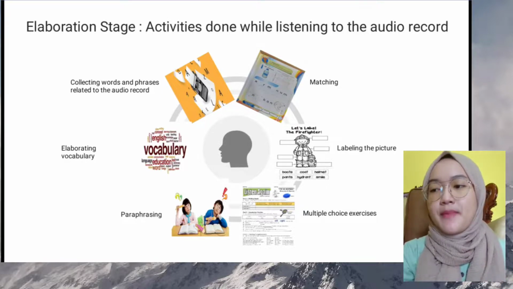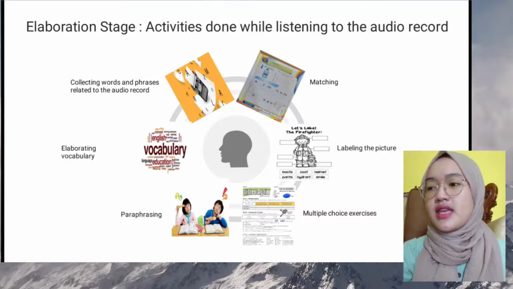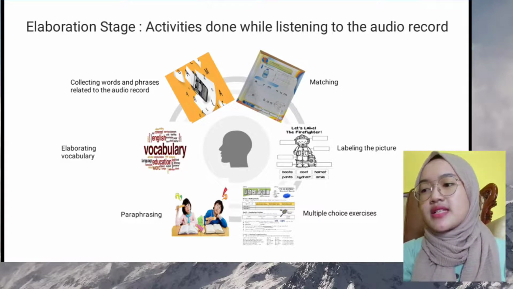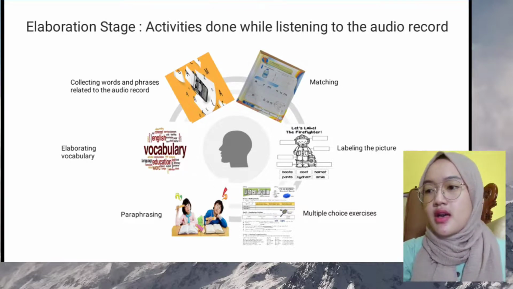The fourth is matching. This activity is done by matching the pictures with the words, the data, the events, and the parts of text based on audio record.